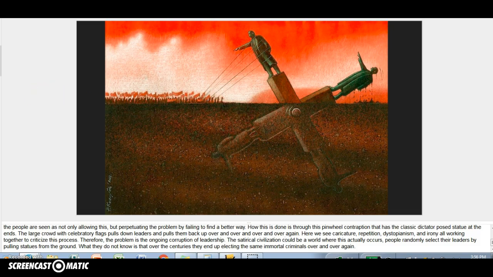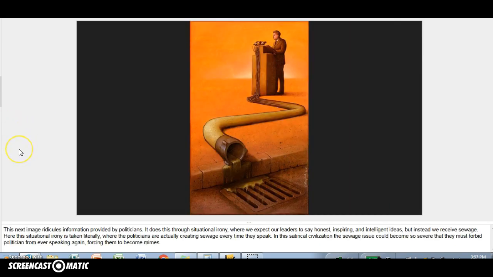So let's look at another example. In this example, it's again criticizing politicians, but a different kind of politician, not a dictator, but someone more likely who works in a democratic system. So this image ridicules information that is provided by these politicians, and it does so through situational irony. We expect our leaders, our upstanding, well-dressed, kindly-looking leaders to say honest, inspiring, and intelligent ideas, but what we get instead is sewage.